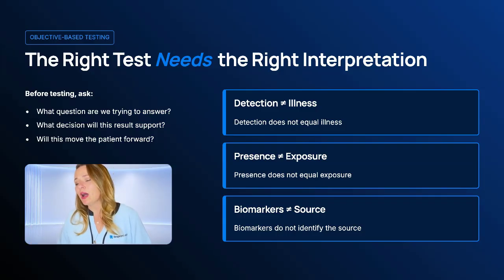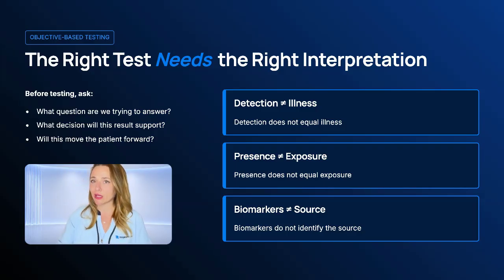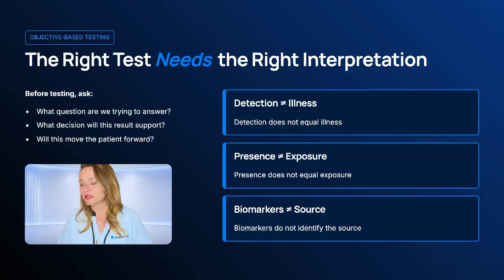So when I am helping a client and they ask me what test they should take or run in their home, I ask them, well, what question are you hoping to have answered? And then the second part of that question is, how is this data point going to help you move forward? That's so important to stop and think before we just develop a sampling plan.